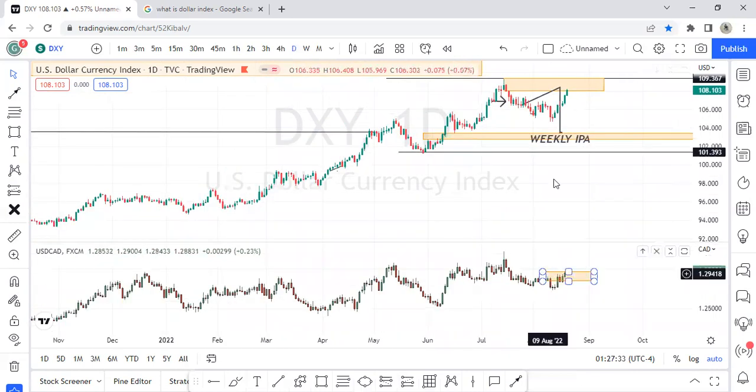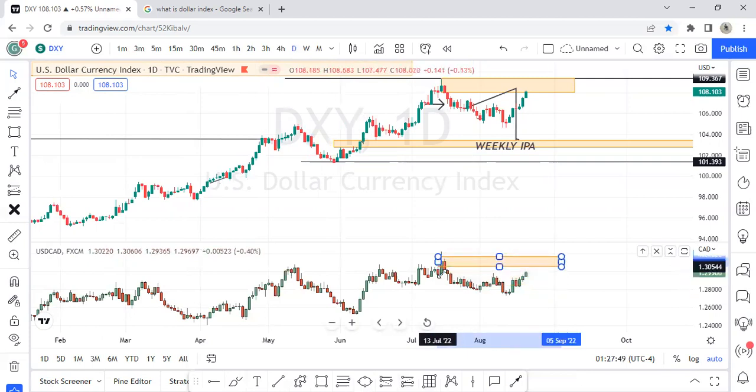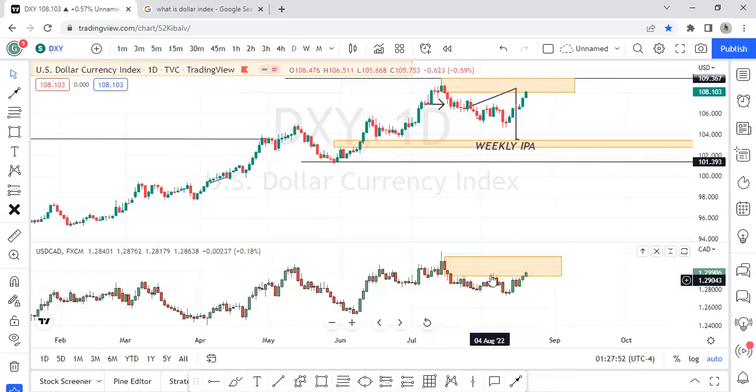So I was expecting the dollar index to go higher, to mitigate this candle that led to a break of structure before coming into this weekly IPA. This is why this did not hold. We mitigated this first one. It was a massive sell. I remember calling this trade out. Market came, mitigated this candle, dropped for about five days, and then started coming higher.